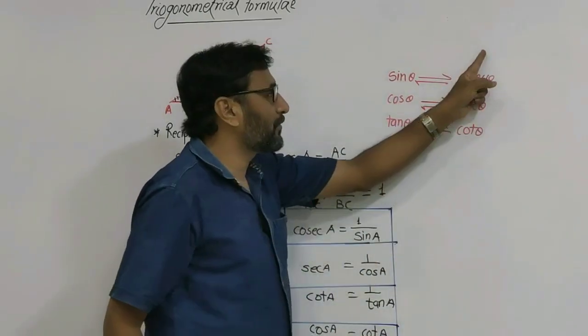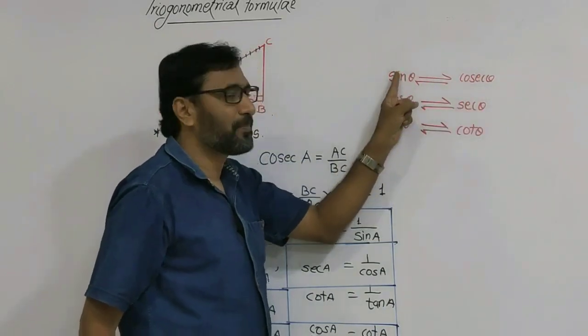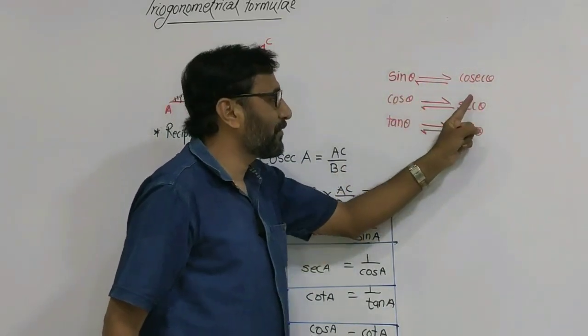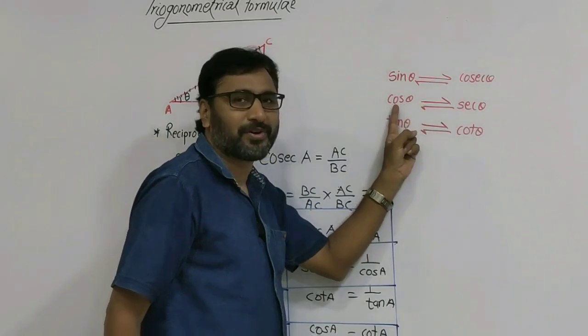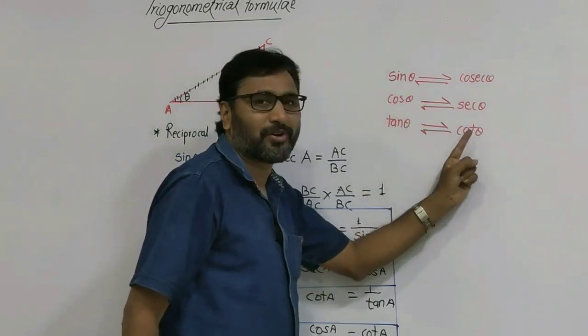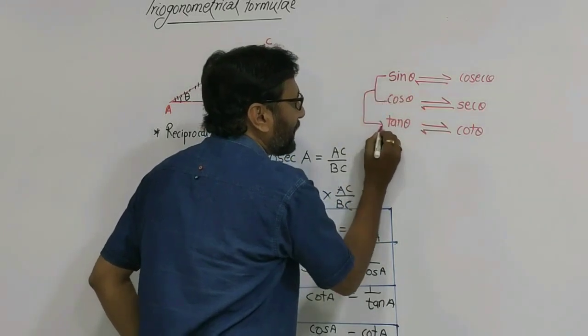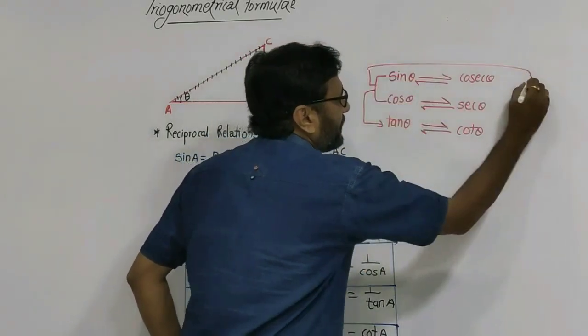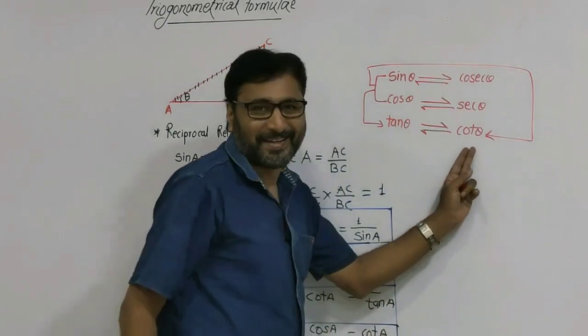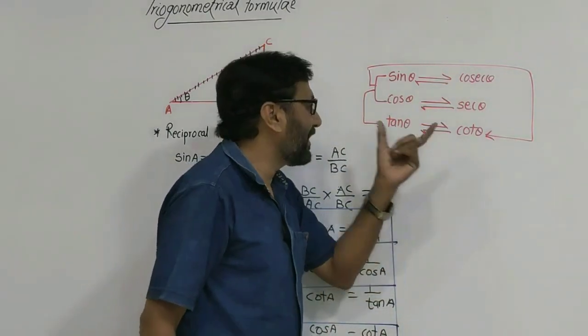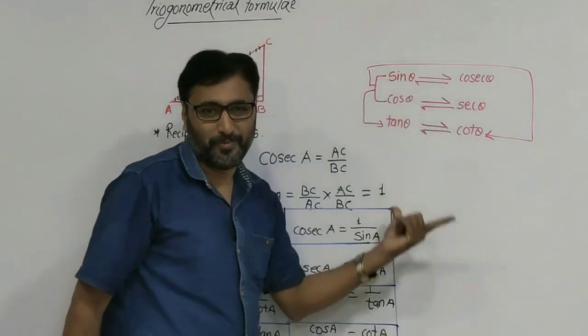So sin is equal to 1 upon cosec. Cosec is equal to 1 upon sin. Cos is equal to 1 upon sec. Sec is equal to 1 upon cos. Tan is equal to 1 upon cot. Cot is equal to 1 upon tan. And you know, sin upon cos is equal to tan, while cos upon sin is equal to cot theta. So this is the very important trick to remember all those formulae, students.